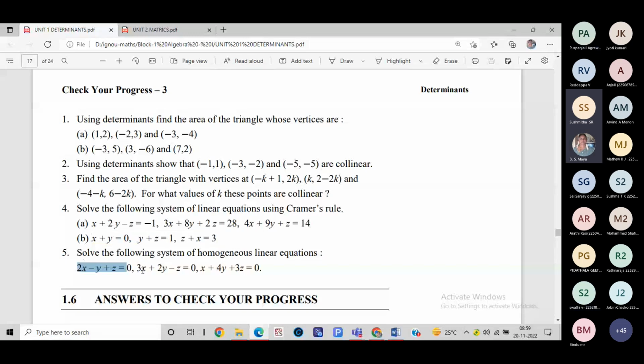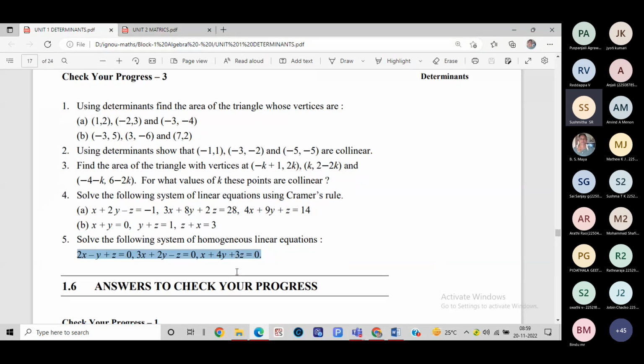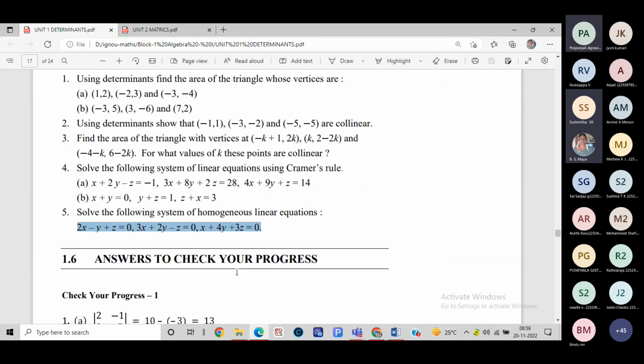Now you can take the fifth one also. Fifth one is what? Homogeneous equation. The right hand side is all zero values. x plus y is equal to 0, y plus z is equal to 1, z plus x is equal to 3.